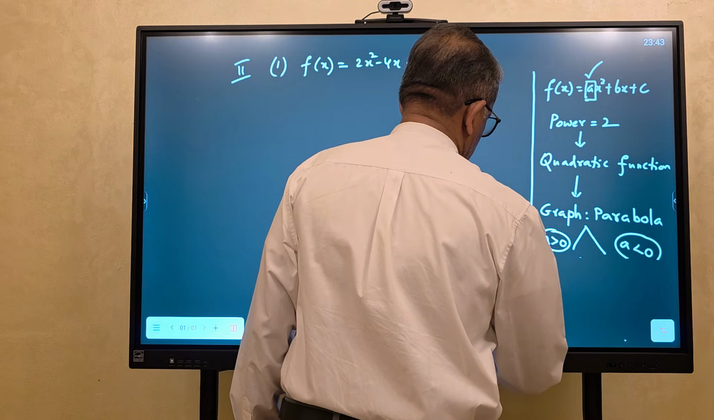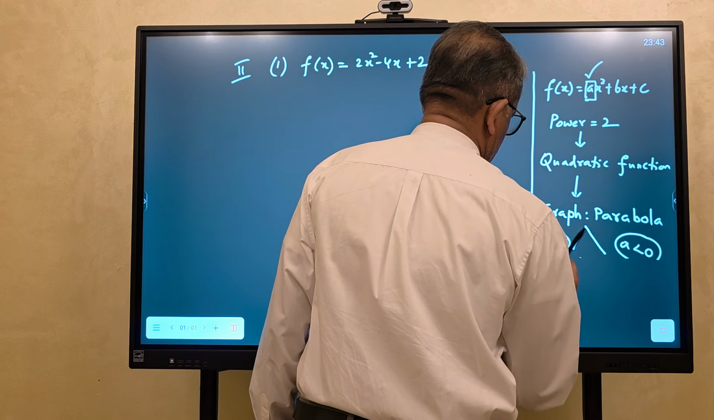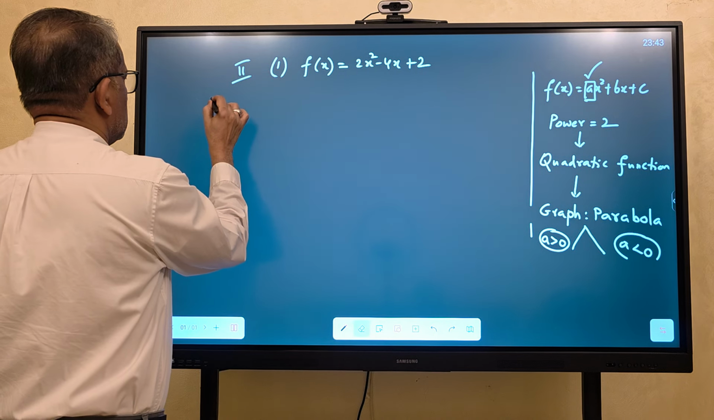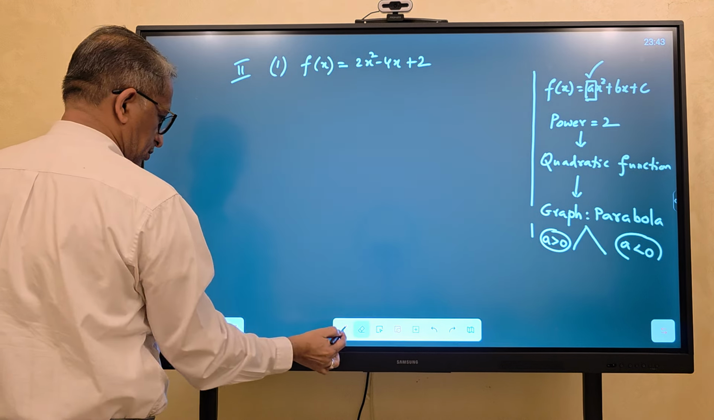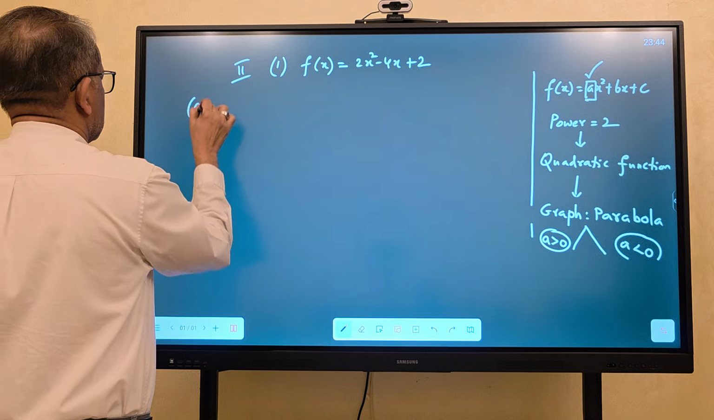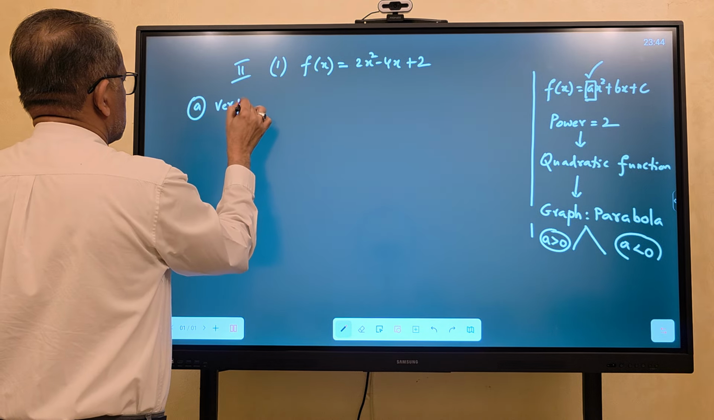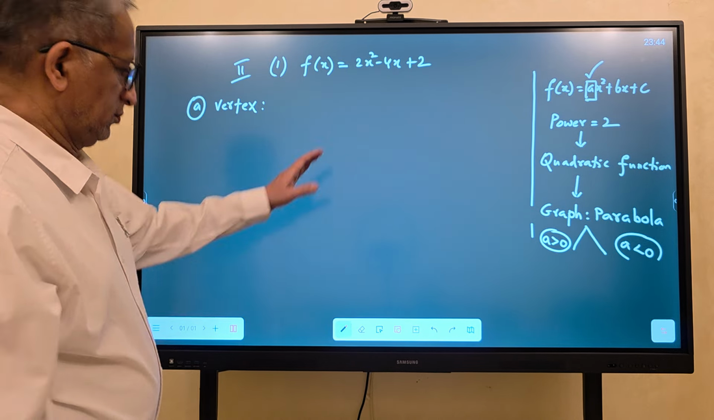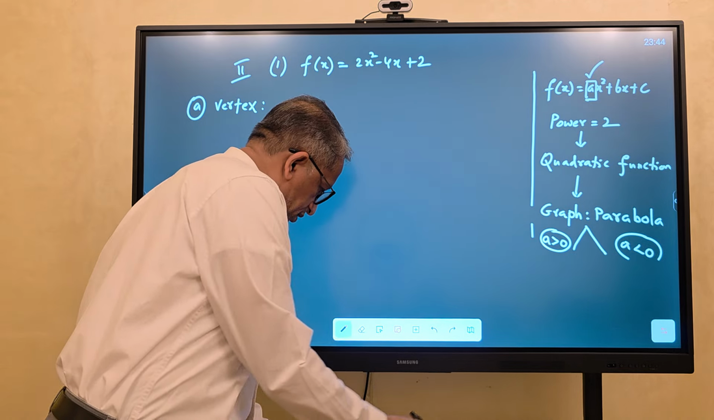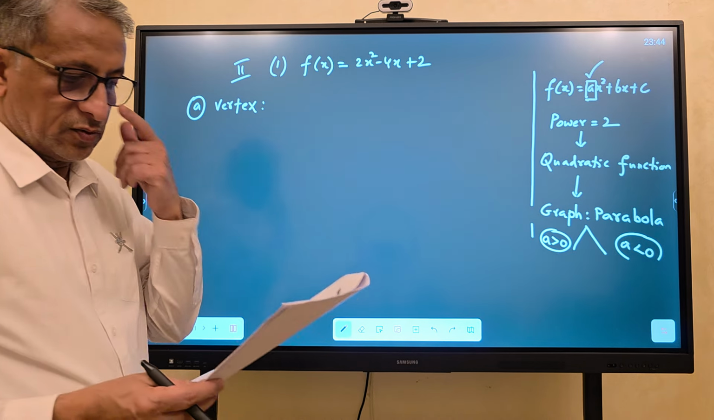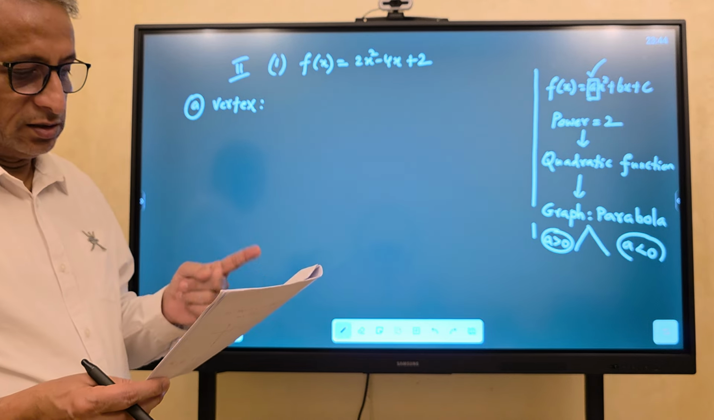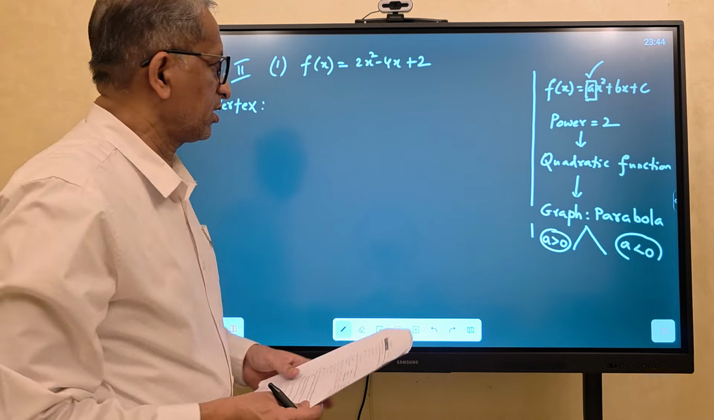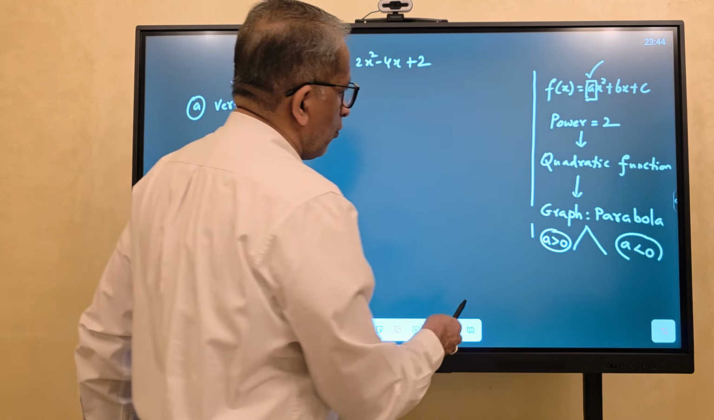Let me start with the first one. What is A here? There are 10 questions here. The first question is, what is the vertex? You see the questions here. There are 9 questions here, A to I, and the last question is to sketch the graph. The 10 questions are there. Let me do all of them one by one.